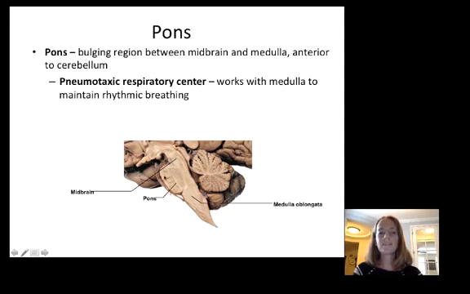The pons is this bulging region then between the midbrain and the medulla. It is anterior or in front of the cerebellum, so it's this region here. Within the pons there are many areas, but one of the most important areas we will hear about is the pneumotaxic respiratory center, which works with the medulla to maintain rhythmic breathing.